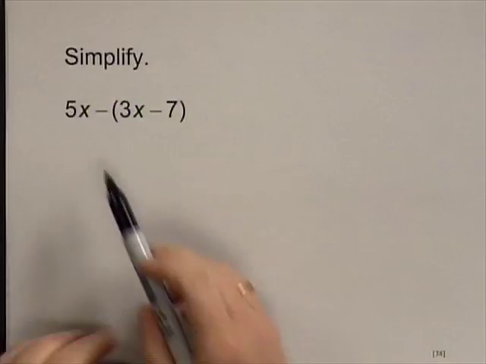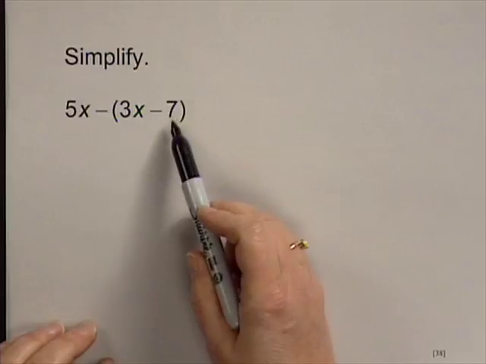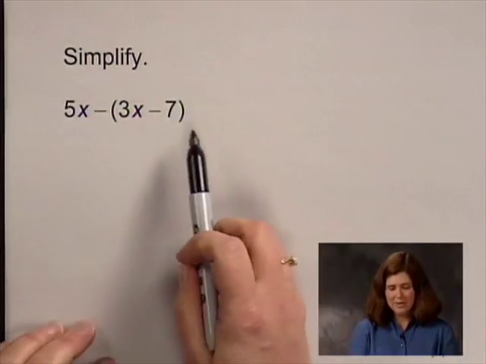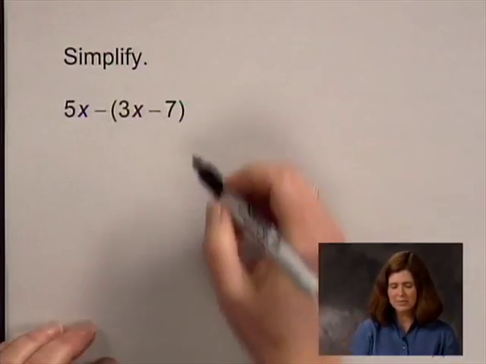In this problem, we'll simplify an expression by removing parentheses. We're asked to simplify 5x minus the quantity 3x minus 7. Now, in order to simplify this, I need to subtract the quantity 3x minus 7.